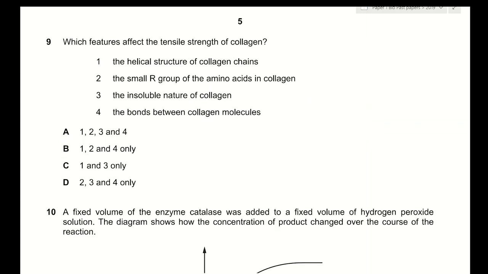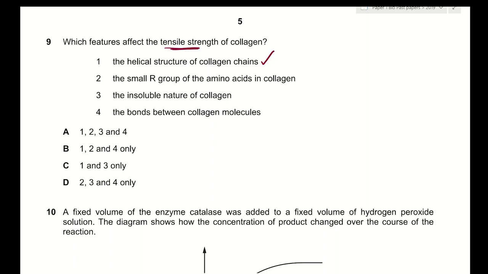Question number 9. Which features affect the tensile strength of collagen? So what is collagen? Collagen is a protein and it's formed by the arrangement of three polypeptide chains in a triple helix structure. Now let's see the suggestions that we have here. 1. The helical structure of collagen chains, it's what affects the tensile strength. This is correct because they wind together closely.